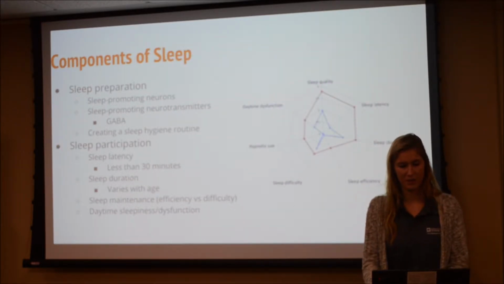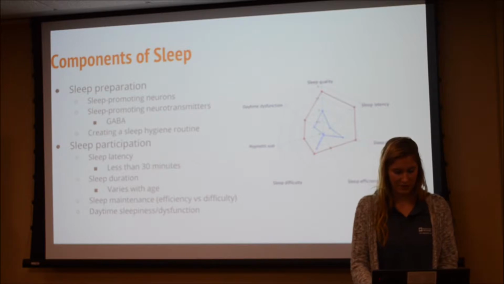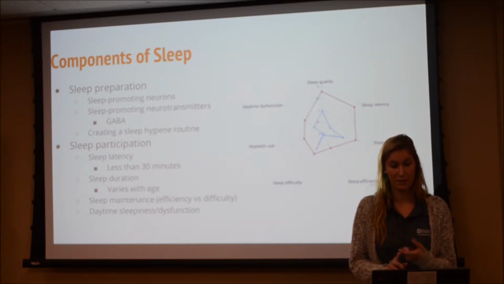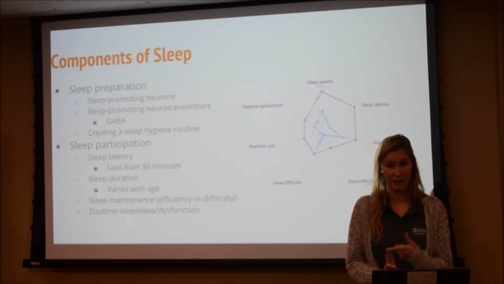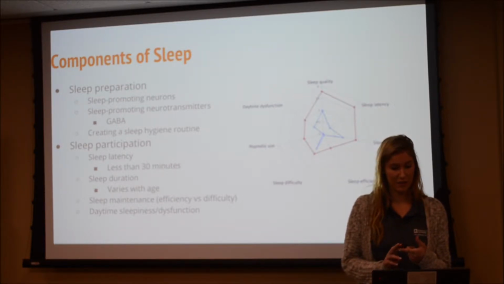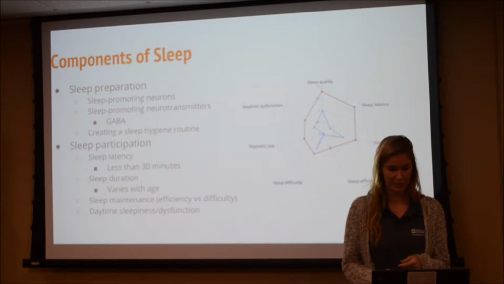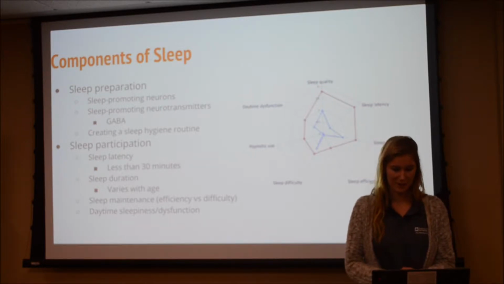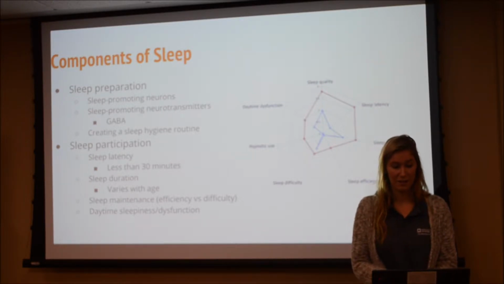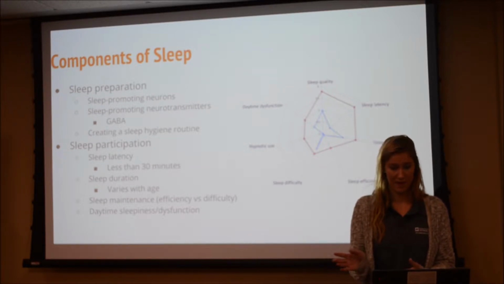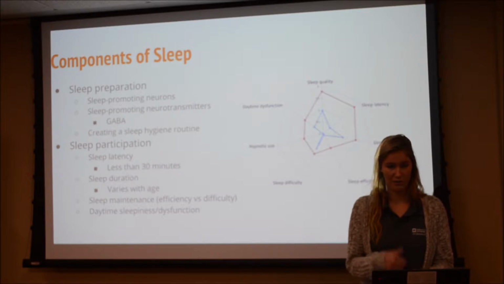Next, we will talk about the components of sleep. During sleep preparation, we have sleep-promoting neurons, sleep-promoting neurotransmitters such as GABA, and creating a sleep hygiene routine. For sleep participation, you have sleep latency, which is how long it takes to fall asleep, and this should be less than 30 minutes when you go to bed.